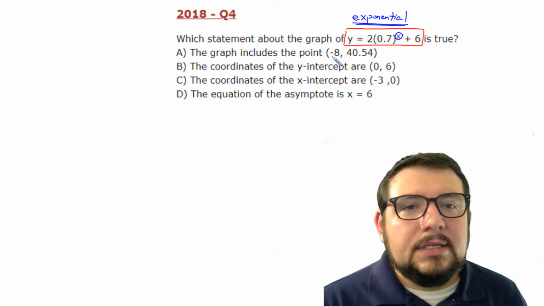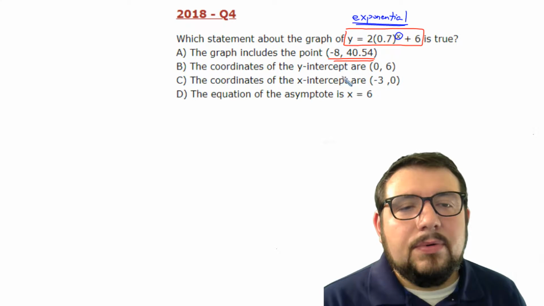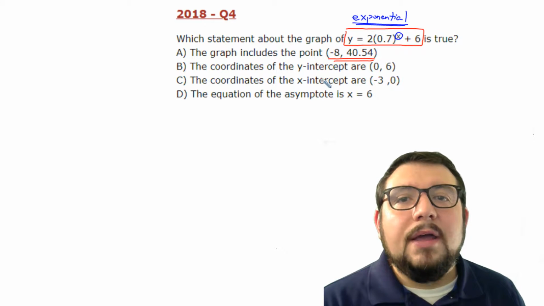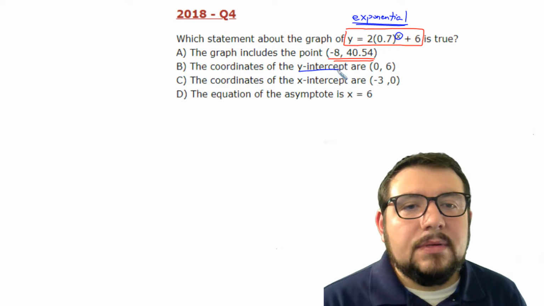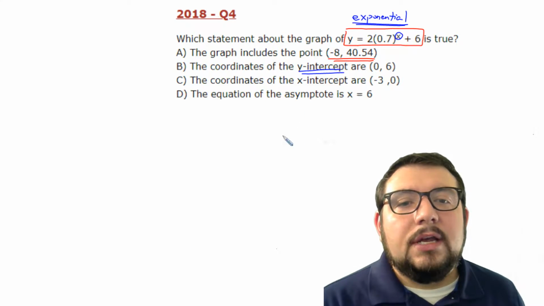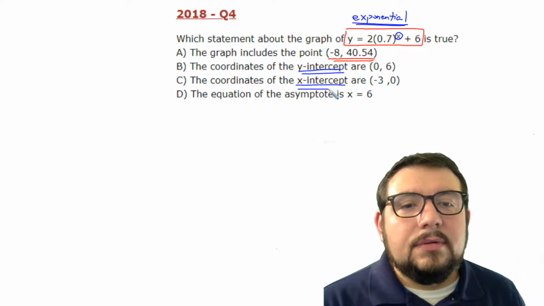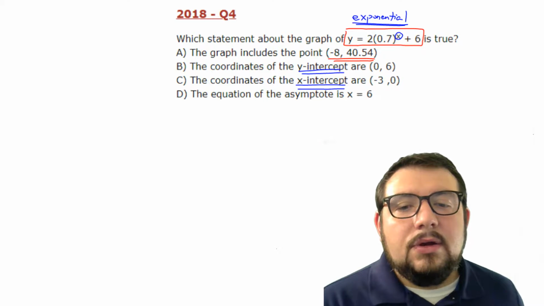Well, the first thing I see is that it's talking about a point. So can we check a point? Sure, we can plug in an x and get out a y. The coordinates of the y-intercept, we can check that. The coordinates of the x-intercept, we can check that. And the equation of the asymptote, we can check that.